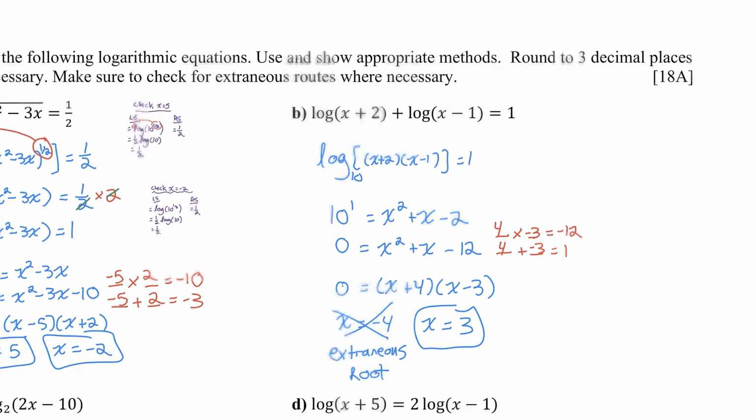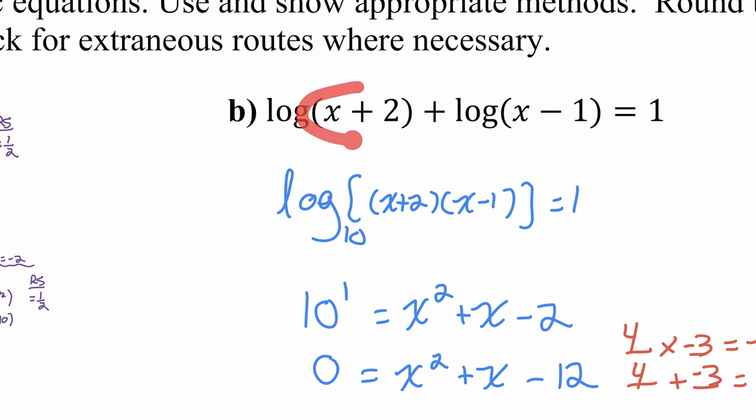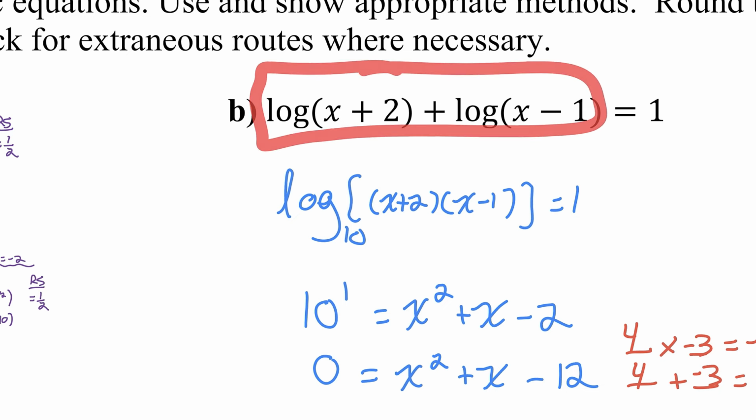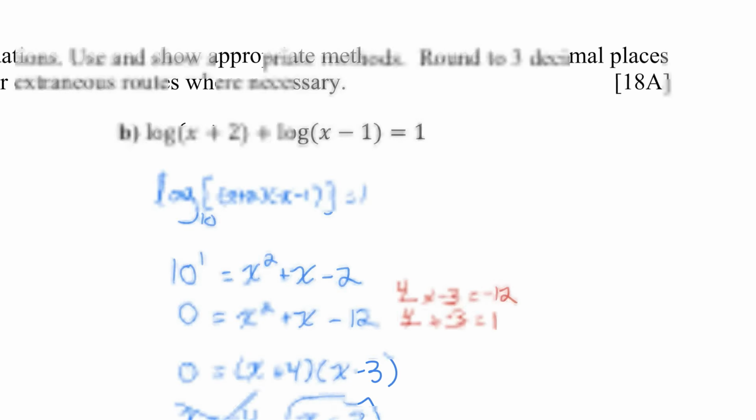If I check that, I notice that it makes both of the arguments positive. That's good. It means those functions exist. But I should also take the time to make sure it also makes the left side of this equation equal to the right side. So if I sub 3 in, let me just do a quick check.